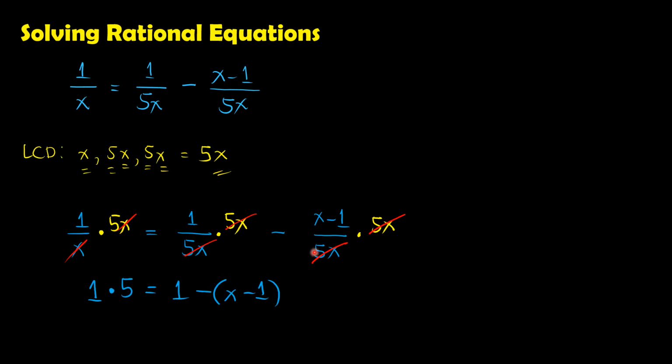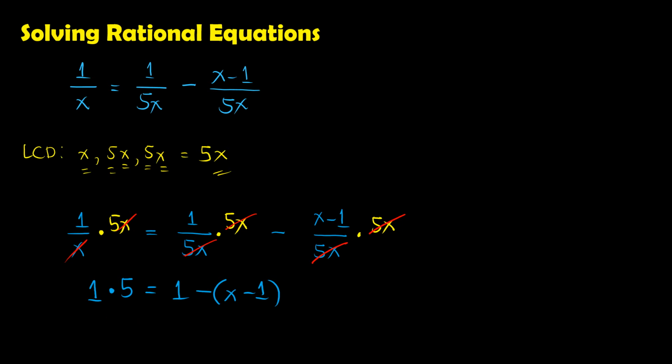And then, cancel din dito yung 5x. Ang natirang numerator ay x minus 1. But since this is subtraction, remember to write your parentheses. Kasi magpapalit tayo ng sign. So, now let's simplify. Diba? Wala nang denominator. Na-simplify na natin siya.